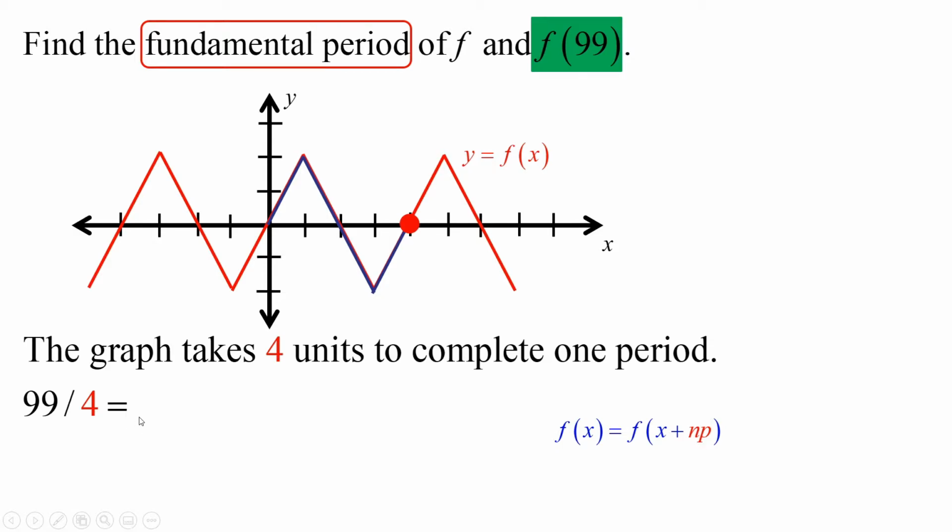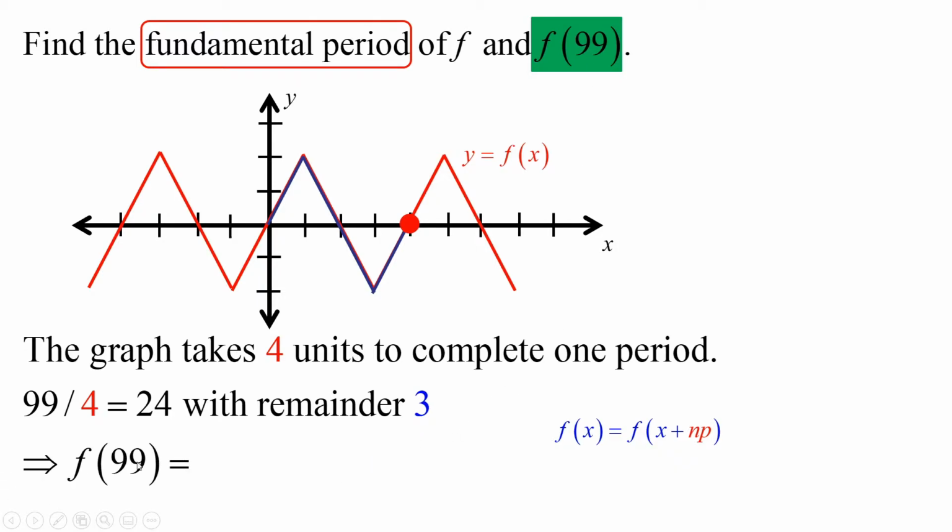So 99 divided by 4 would be 24 with a remainder. Again, 4 times 24 would be 96, so there would be a remainder of 3 right there. That tells me that f of 99 is going to have the same output as f of 3. So f of 99 equals f of 3. And now I can just look at this graph, and f of 3 is 1, 2, 3. That point right there, which has a y coordinate of -2. f of 3 equals -2.